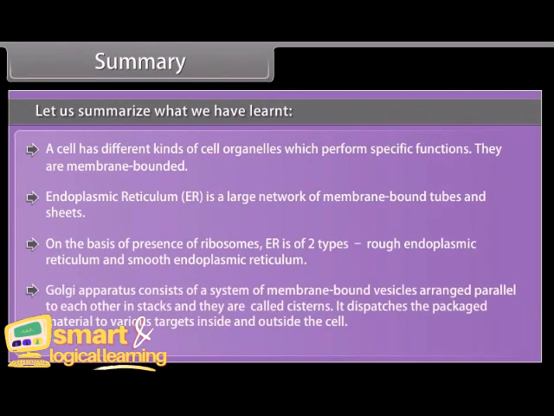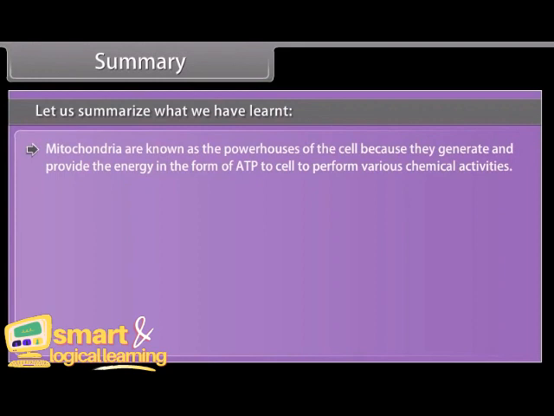Golgi apparatus consists of a system of membrane-bound vesicles arranged parallel to each other in stacks, and they are called cisterns. It dispatches the packaged material to various targets inside and outside the cell. Mitochondria are known as the powerhouses of the cell because they generate and provide the energy in the form of ATP to cell to perform various chemical activities.